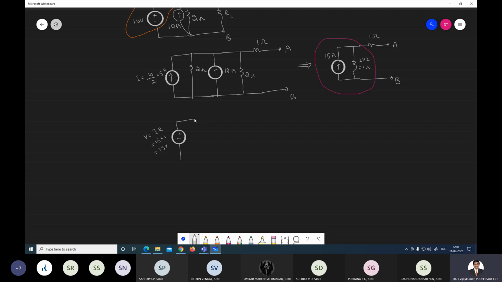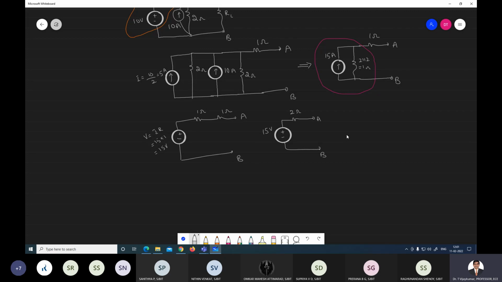And whatever resistance was parallel, in the voltage source it comes in series: 1 ohm and another 1 ohm. This is point A and B. If you simplify further, this is positive and negative, and these resistances are in series, 1 ohm and 1 ohm in series. Therefore this becomes 2 ohm, between points A and B.